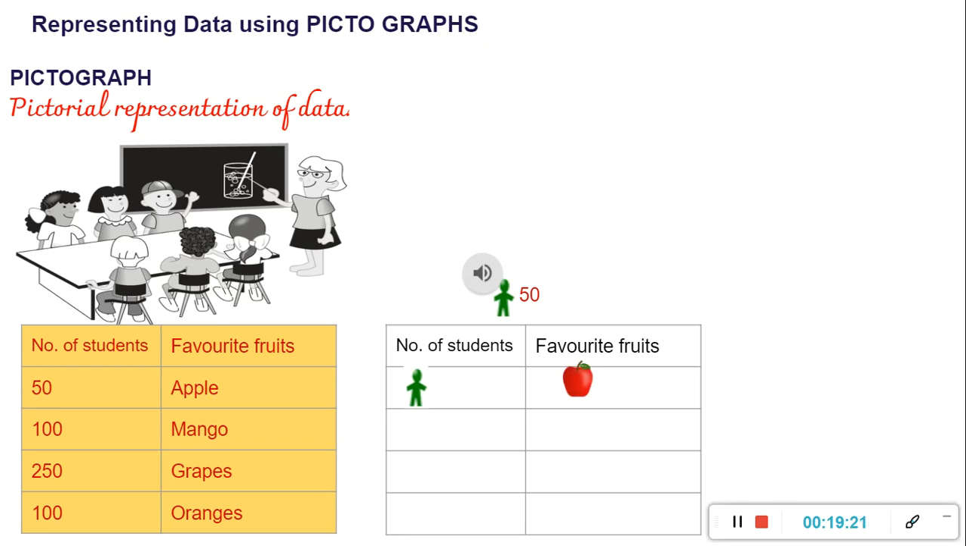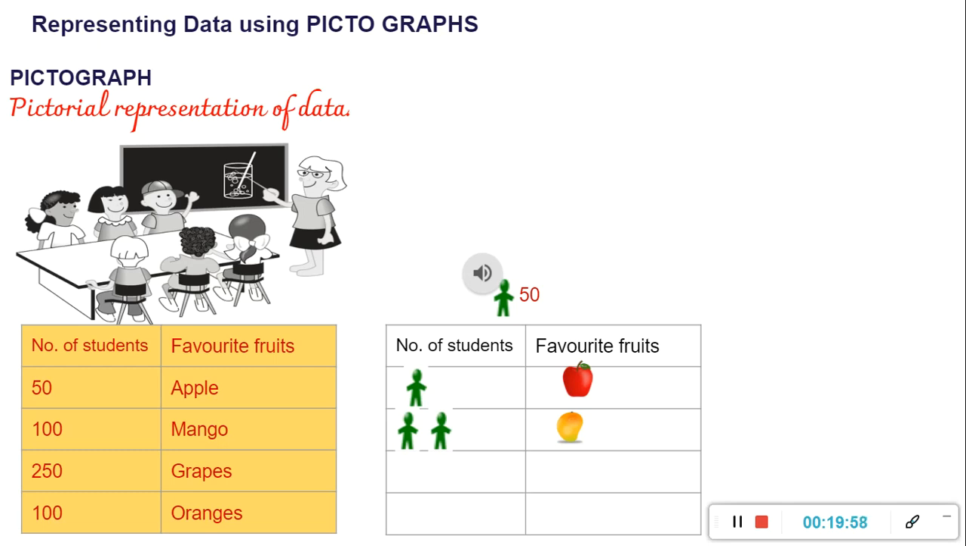Because if we start drawing 50 kids, that takes a huge time, isn't it? So in order to save time, we draw one kid and we say, let one kid represent 50. Now when it's time for mango, what happens? Mango is liked by 100 kids. That means two 50s. So two kids drawn would mean 50 plus 50, that is 100. Similarly, when it comes to grapes, 250 kids like grapes, isn't it?